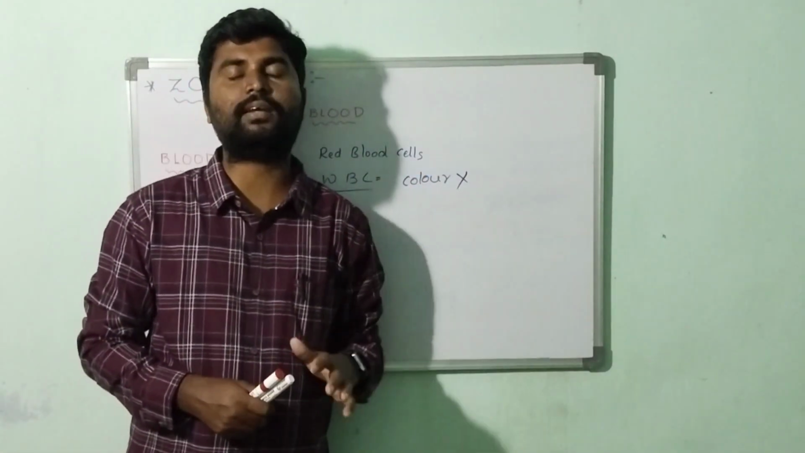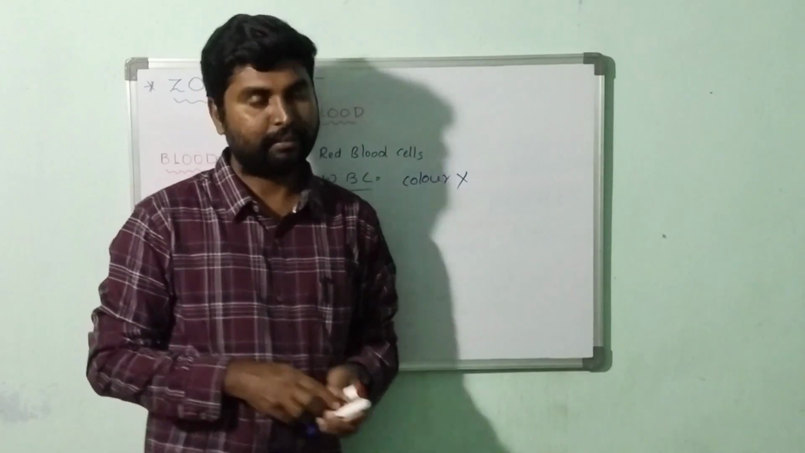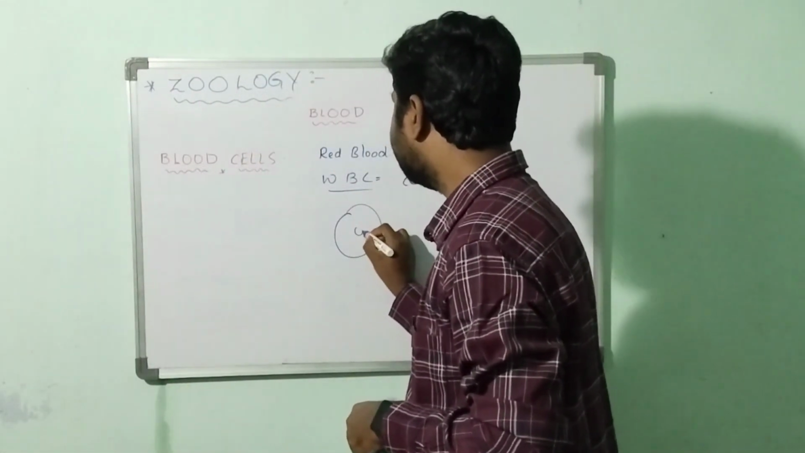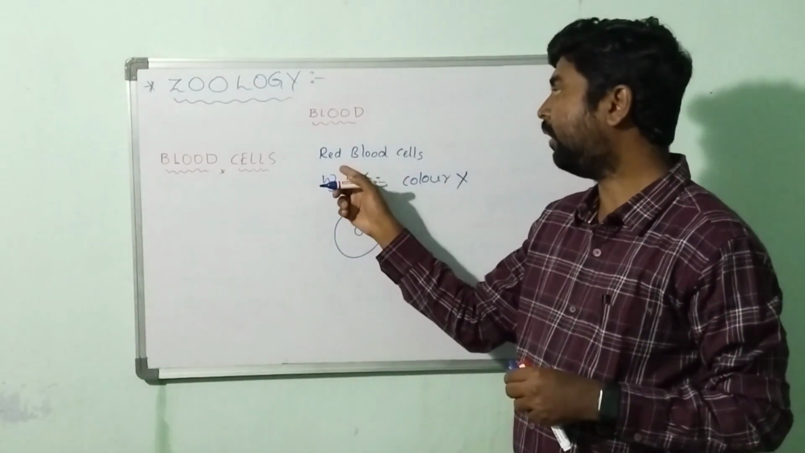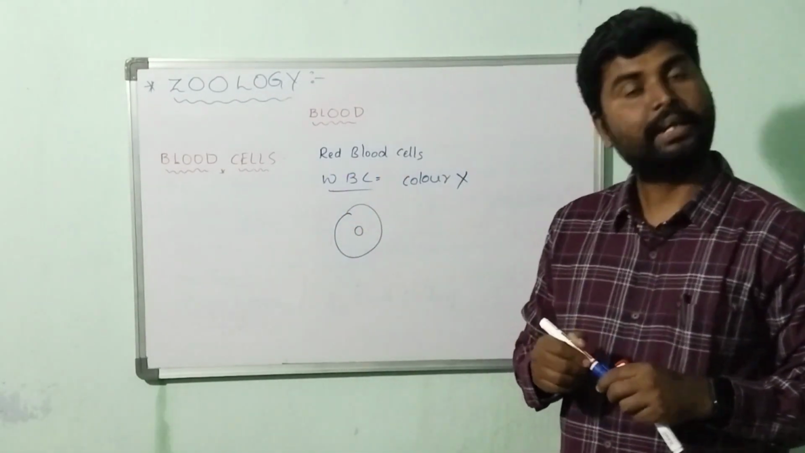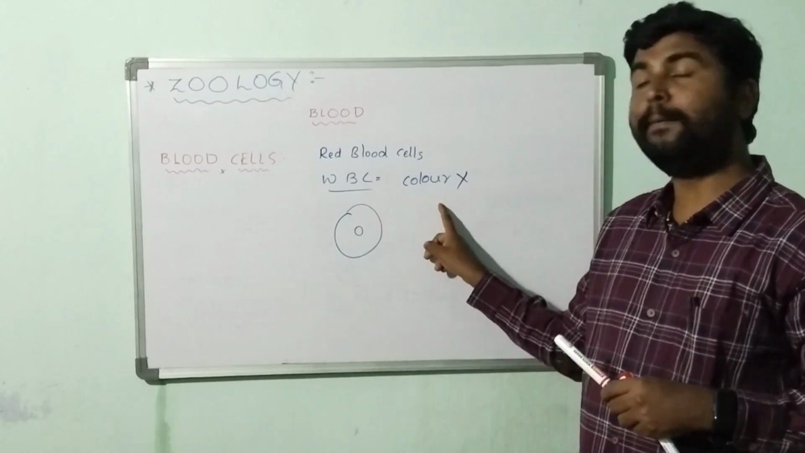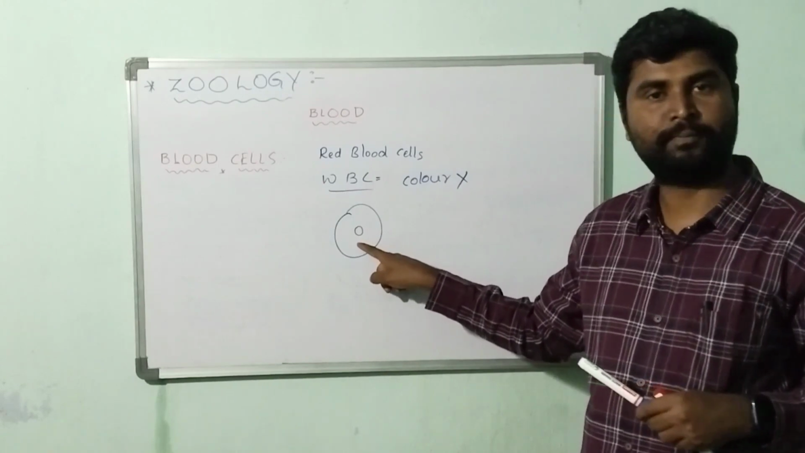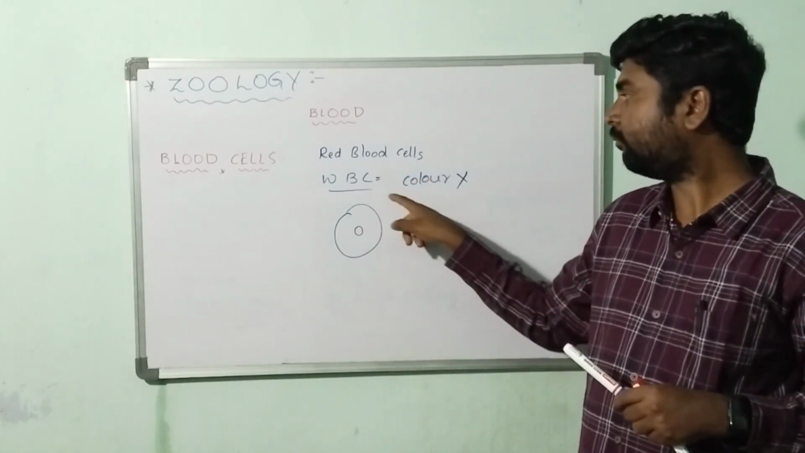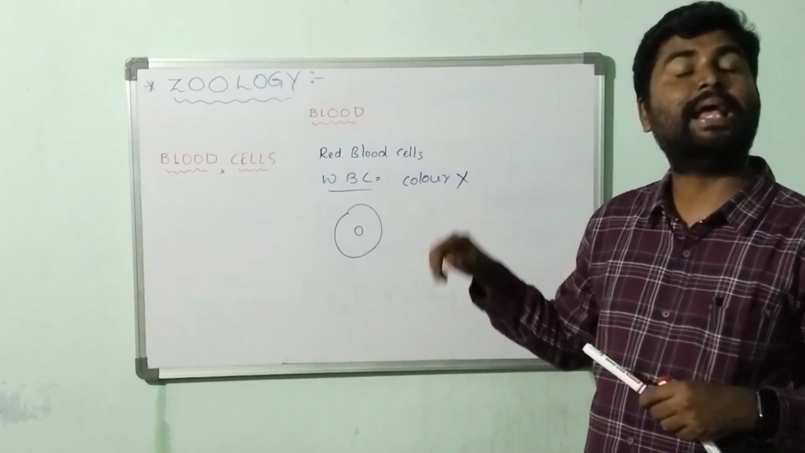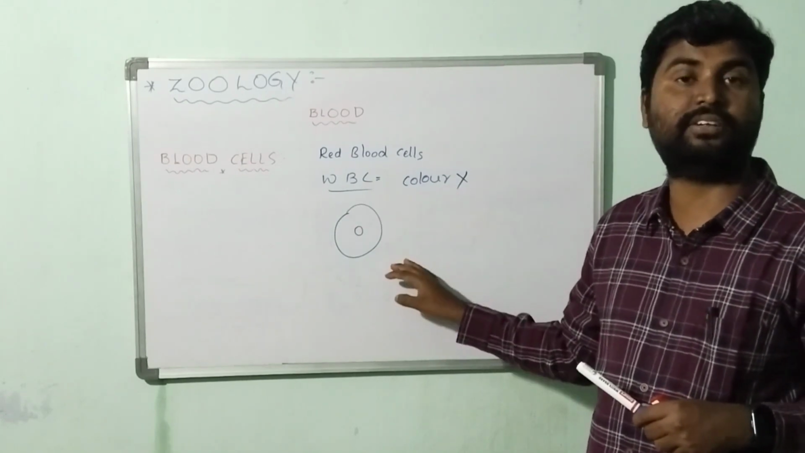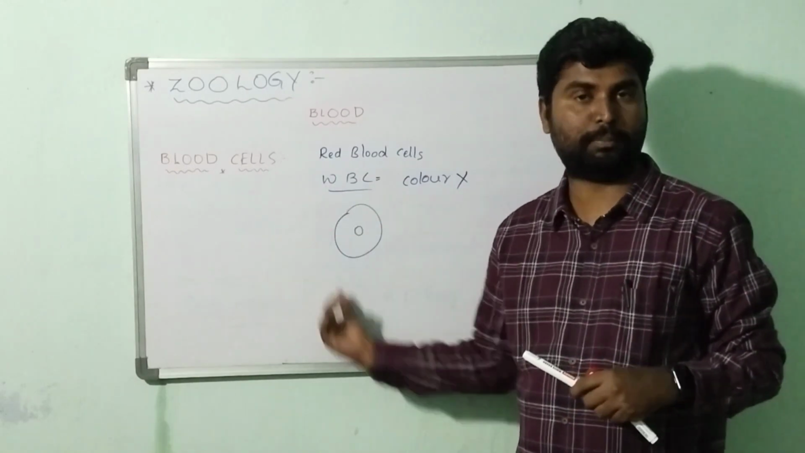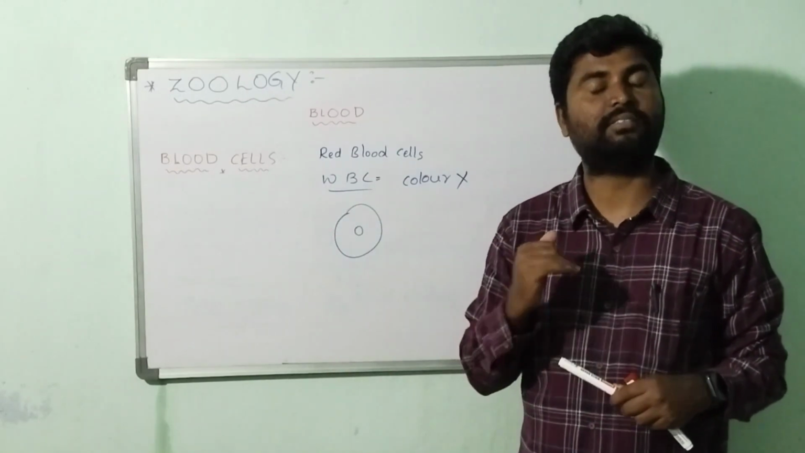So WBC has a nucleus. WBC cells have a nucleus, but coming to the red blood cells, there is no nucleus in those cells. RBC has no nucleus, while WBC has a nucleus. Based on this nucleus and the granules present in the WBC, these are of two types. Now I will explain the types of WBC based on the presence of granules.